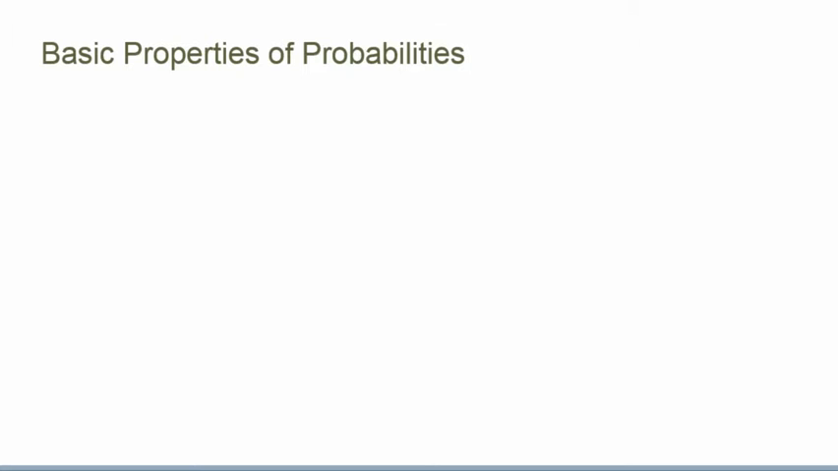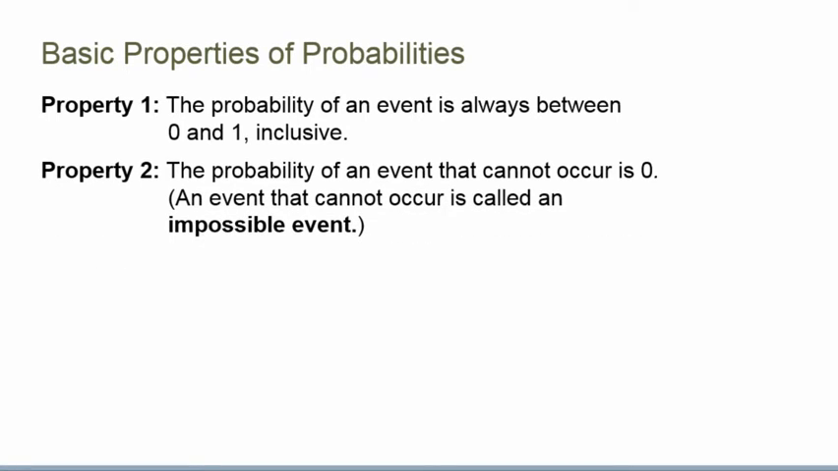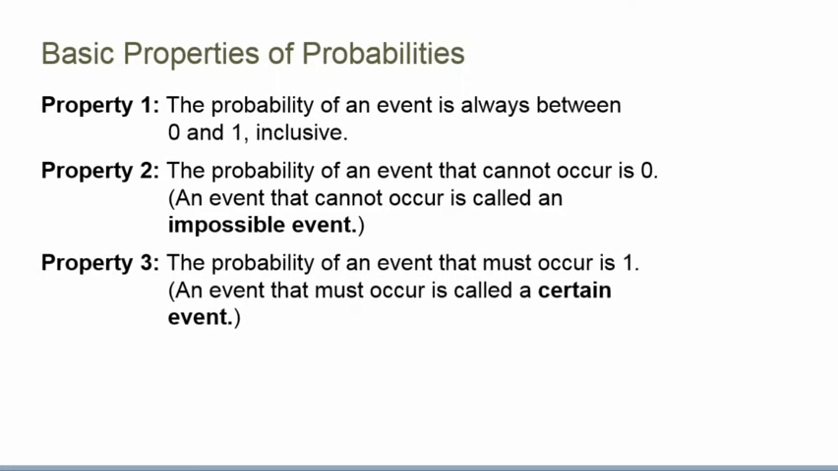Basic properties of probabilities. Property 1. The probability of an event is always between 0 and 1 inclusive. Property 2. The probability of an event that cannot occur is 0. An event that cannot occur is called an impossible event. Property 3. The probability of an event that must occur is 1. An event that must occur is called a certain event.